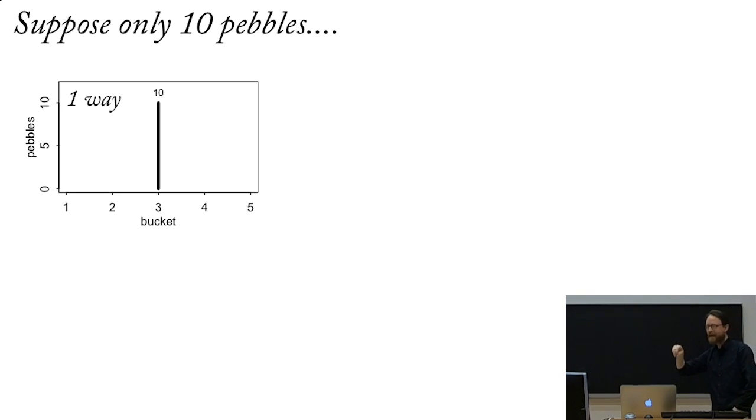Only 10 pebbles now. We throw them into 5 buckets. How many ways can you get all 10 pebbles in bucket 3? And the answer is 1. Is that intuitive? I'm sure it is, but you can also plug it into that expression on the previous slide, and this is the answer it gives you. Yeah?